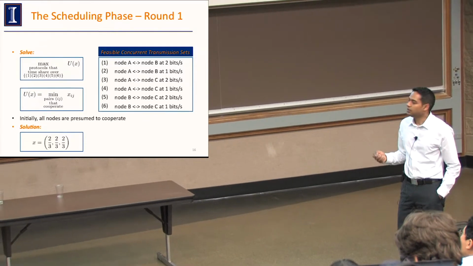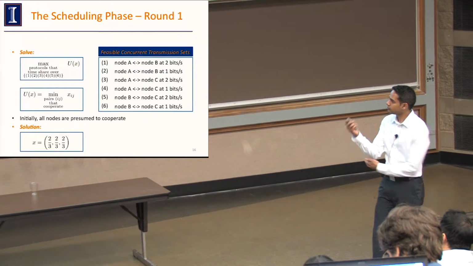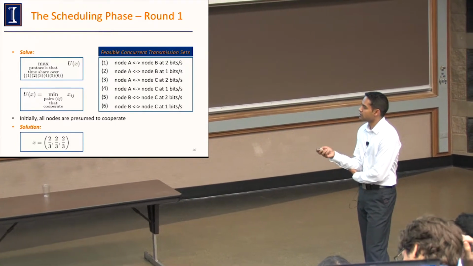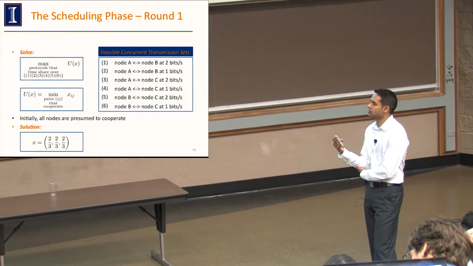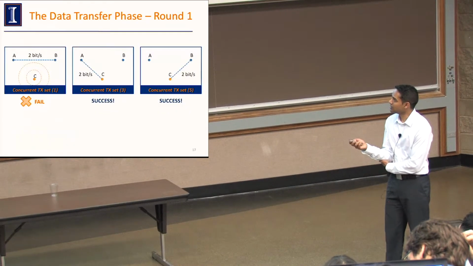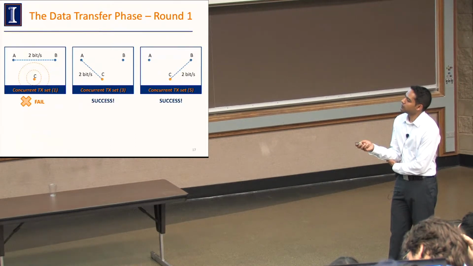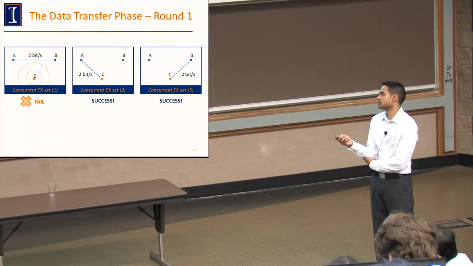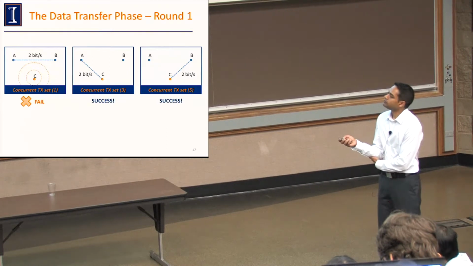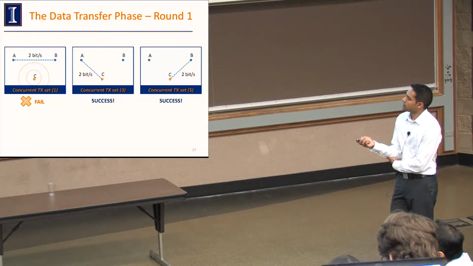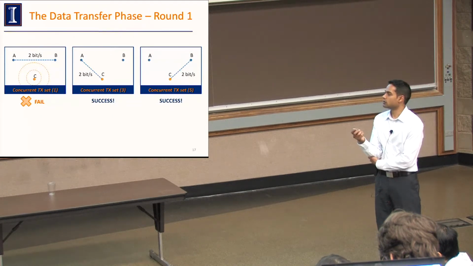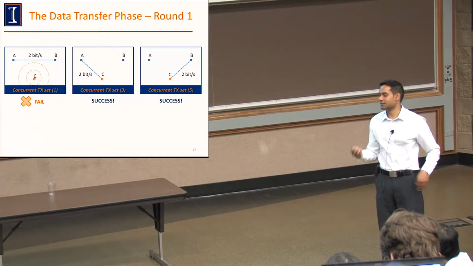And each node attempts to solve this expression. So basically, what they're trying to do is find a schedule in which the utility is maximized. And the utility we're using is the minimum throughput over pairs of nodes that cooperate. And initially we're assuming that all nodes are cooperating. So the initial assumption of each node is that everyone else is cooperating.